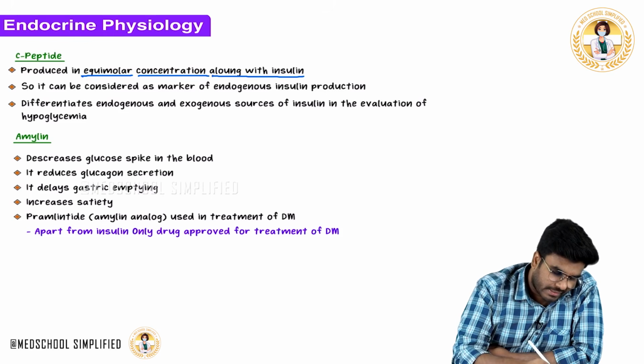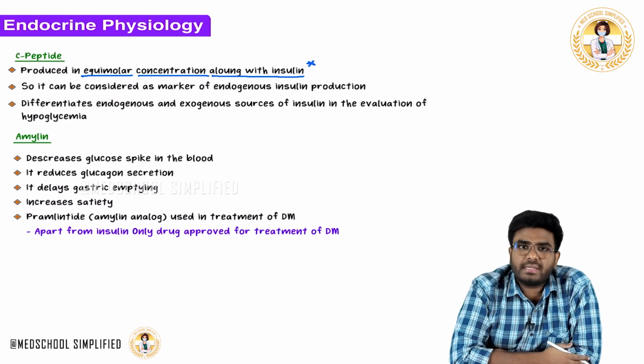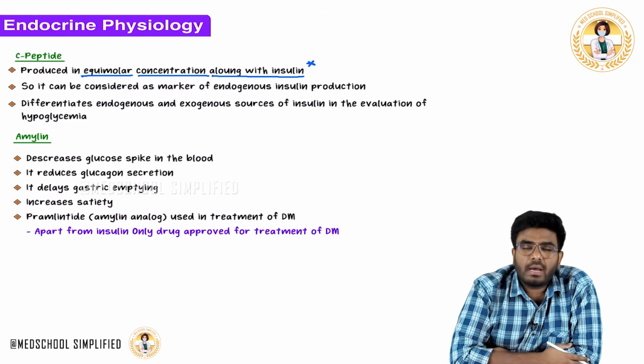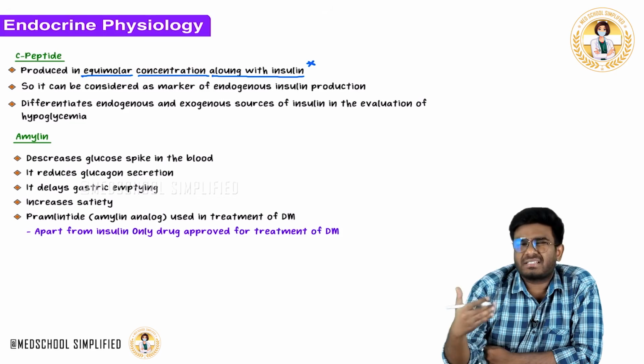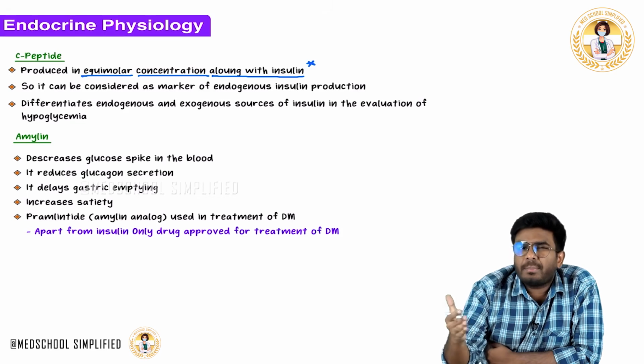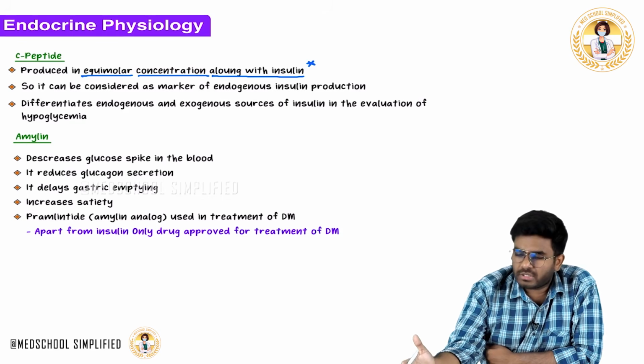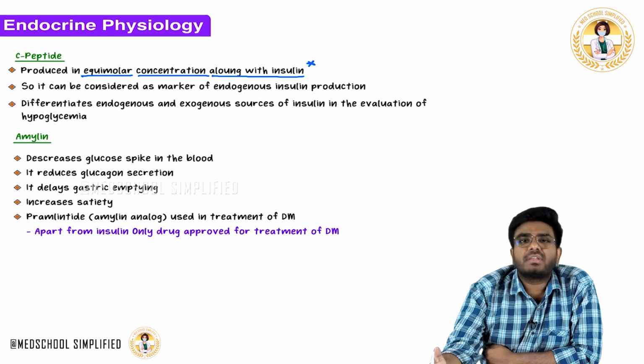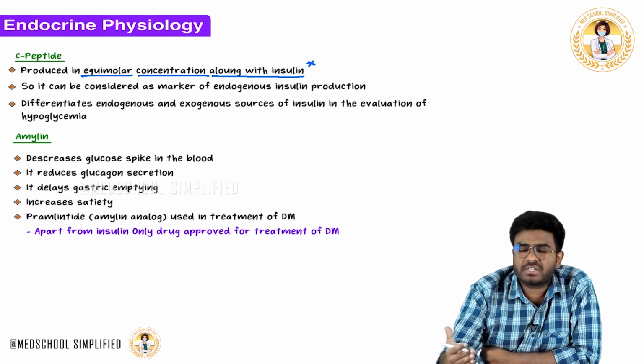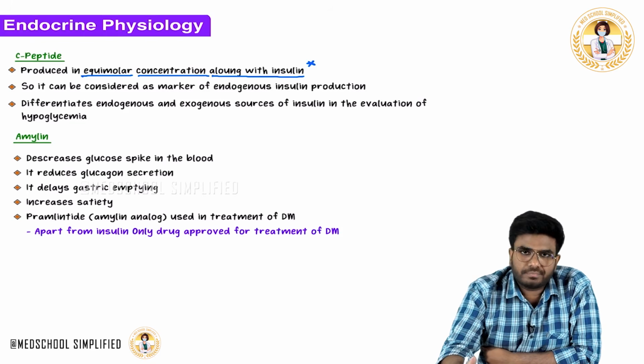In order to understand this, let me tell you, insulin is produced in the form of pre-proinsulin. It's a precursor molecule. This pre-proinsulin will go into the rough endoplasmic reticulum where certain post-translational changes will happen, so that pre-proinsulin will be converted into proinsulin.